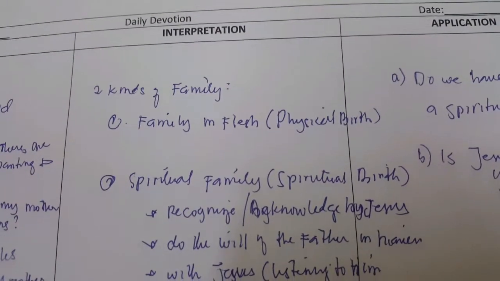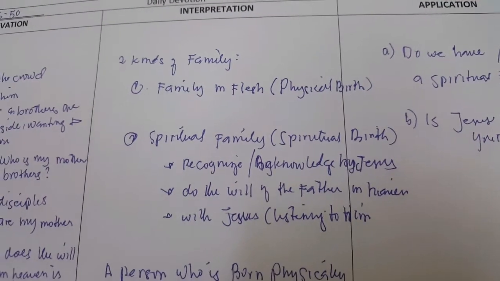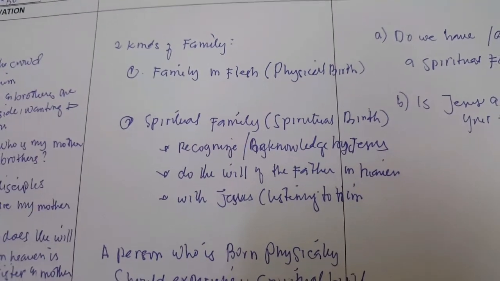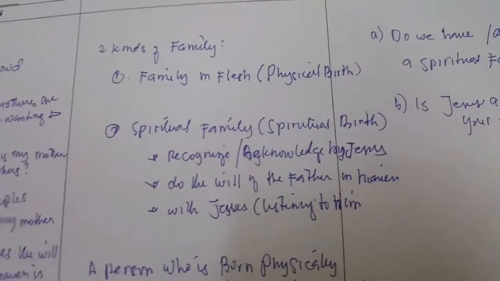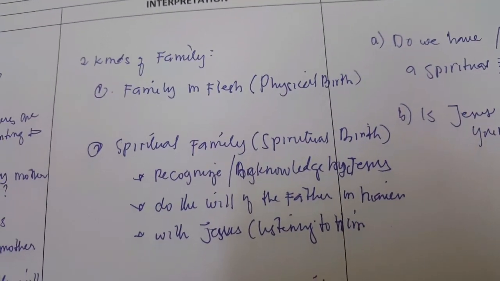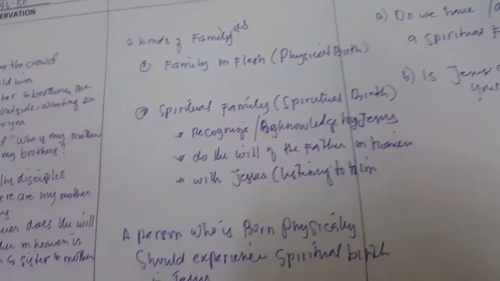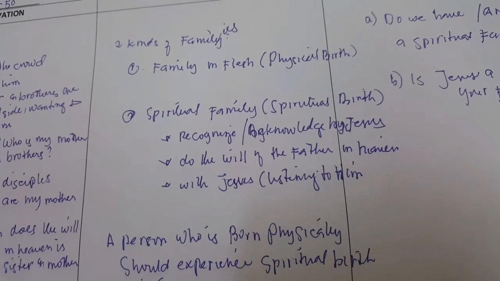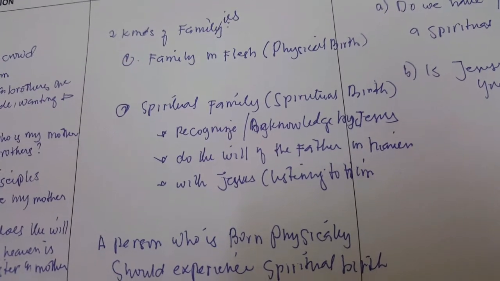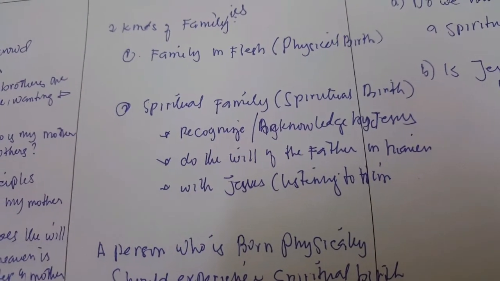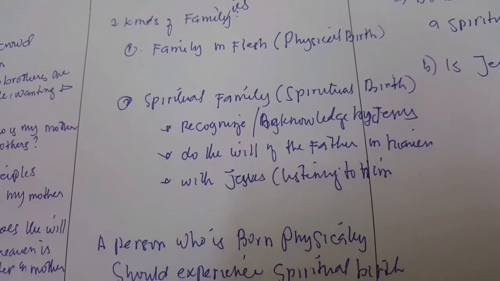So in interpretation, here you can have the realization, the conclusion, the lessons that you have come up with based on your observation. So I have realized that there are two kinds of families. Number one is the family in flesh, where you were born physically. You have the physical birth. And another kind of family is the spiritual family, where you have a spiritual birth.